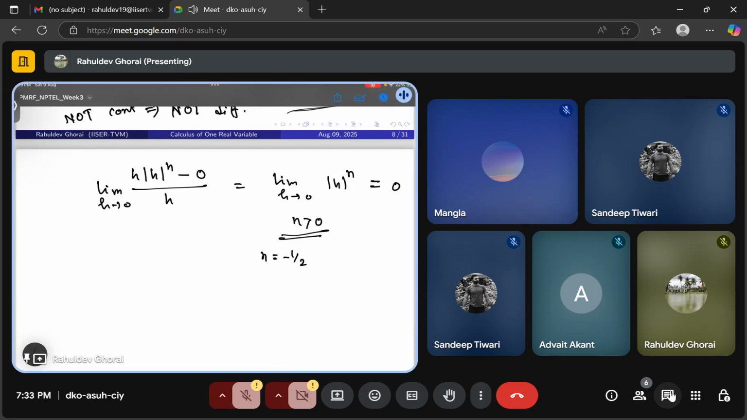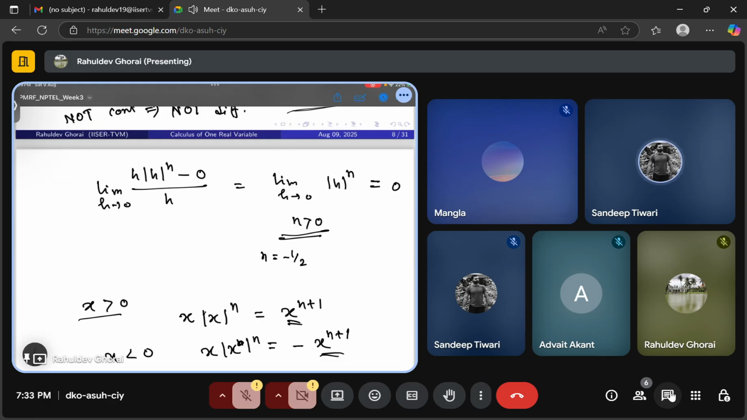Otherwise, when x is greater than 0, this will be x times mod x to the power n, that you can write as x to the power n plus 1. Or x is less than 0, that will be x times mod x to the power n, that will be negative of x to the power n plus 1. Whatever it is, they are polynomial kind of functions, and polynomials are differentiable everywhere, right? Yes, sir.